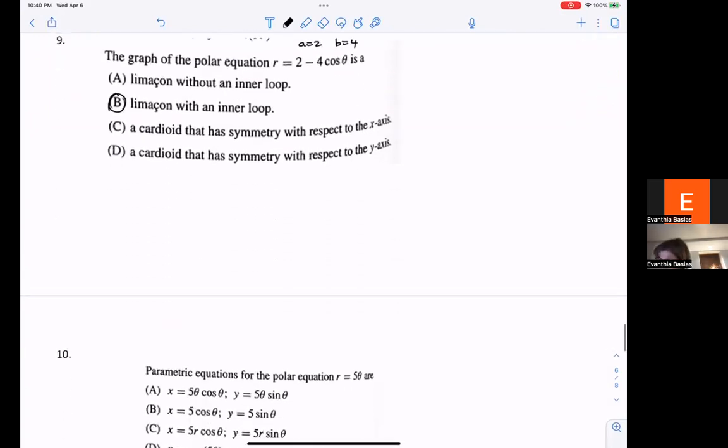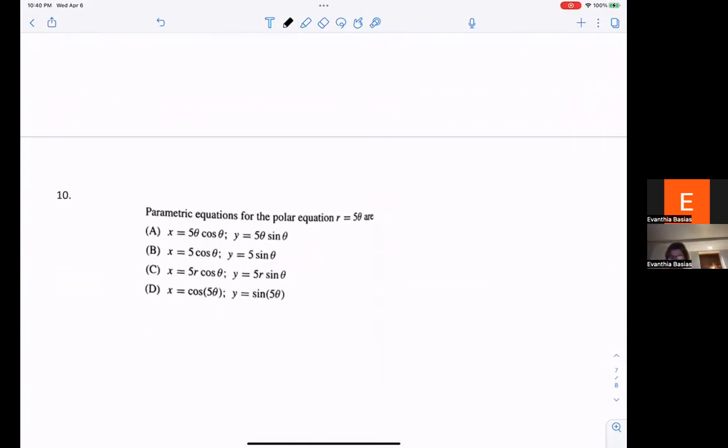Okay, if we look at 10, we simply substitute x equals r cos theta and y equals r sine theta. So we get x equals 5 theta cos theta and y equals 5 theta sine theta. And that is choice A.